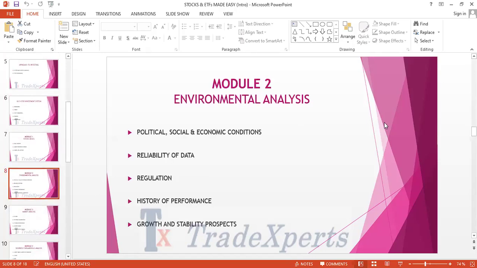Each of them, as you see, this is the introductory module. Each of them is a full module in the SME course, but I'll just try to touch as much as I can on each one of them. Now, when we're talking about environmental analysis, you basically want to look at the country in question where you want to park your money. So you want to look at the political, social, and economic conditions of that particular country.